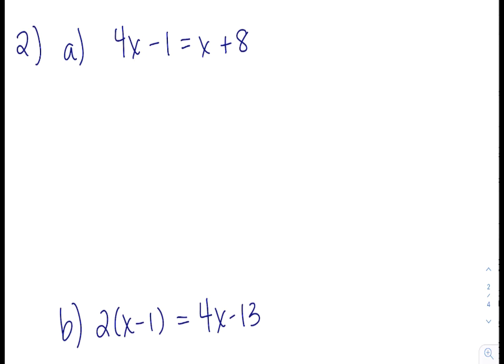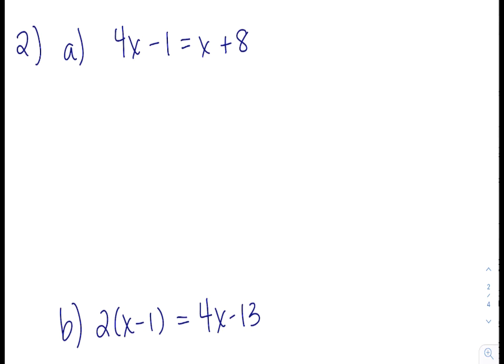Question 2 has some equations that require a little more work in order to solve them. What I would suggest on these problems is to simplify both sides, and then once simplified, move all of the terms that have an x in them to one side, and all of the terms without an x to the other side. So in this case, 4x minus 1 equals x plus 8 is as simplified as it can be without trying to solve it.